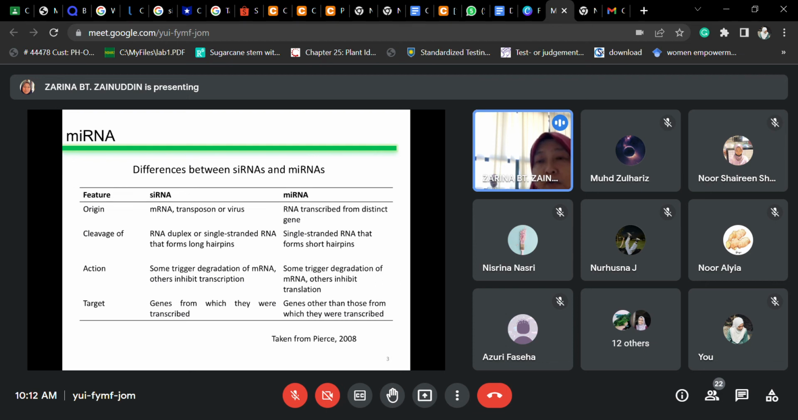The origin is from RNA transcribed from a distinct gene. Okay, I'll show you the biogenesis of microRNA later. So small interfering RNAs, in terms of cleavage, will cleave RNA duplex or single-stranded RNA that forms long hairpins, while microRNA cleaves single-stranded RNA that forms short hairpins. So this is the difference in terms of cleavage.